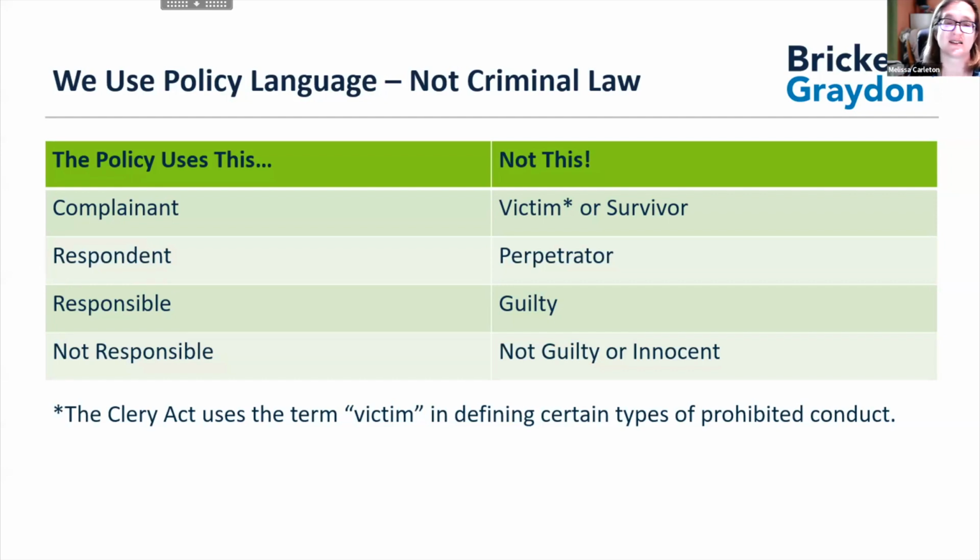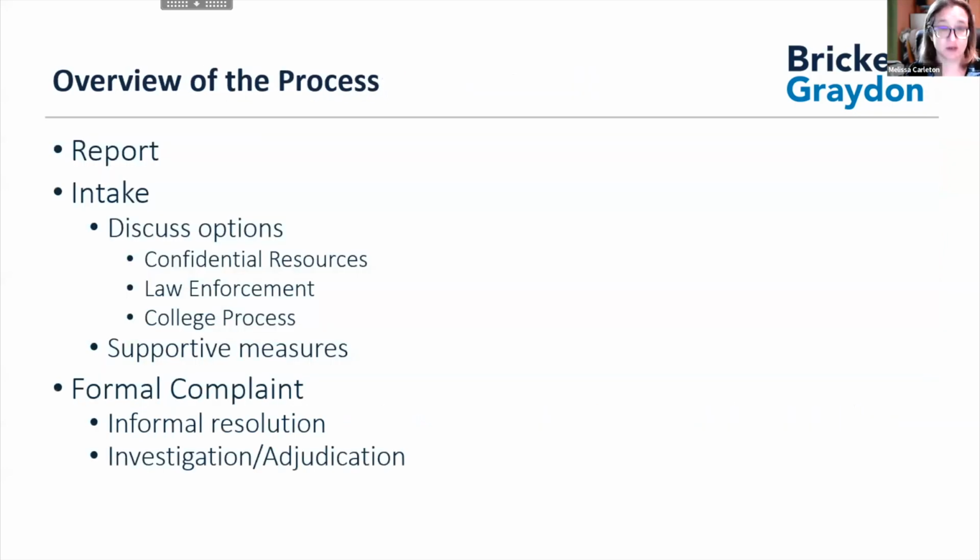We also have the respondent. That's the person who reportedly did the bad things to the complainant. Again, we don't use the word perpetrator because as soon as we label someone a perpetrator, it looks like we've made up our decisions before we've even finished the process. So to keep people engaged in the process, we use the policy language. We also use the terms responsible for a policy violation or not responsible for a policy violation. We don't talk about being guilty, not guilty, innocent. That's for the criminal courts. Now, I did want to flag there is one part of your policy where we do use the term victim, and that is because it is drawing the language from federal law. So if you see that there, just know that it's from federal law, but otherwise we call everyone complainant or respondent. So what does the process look like?